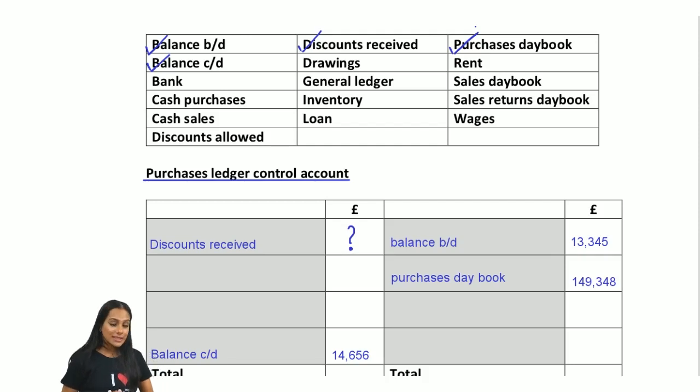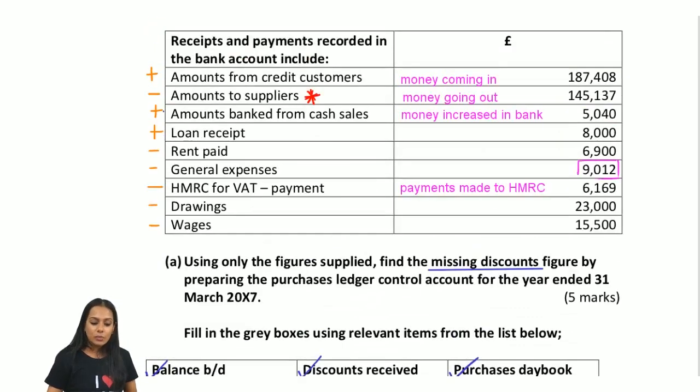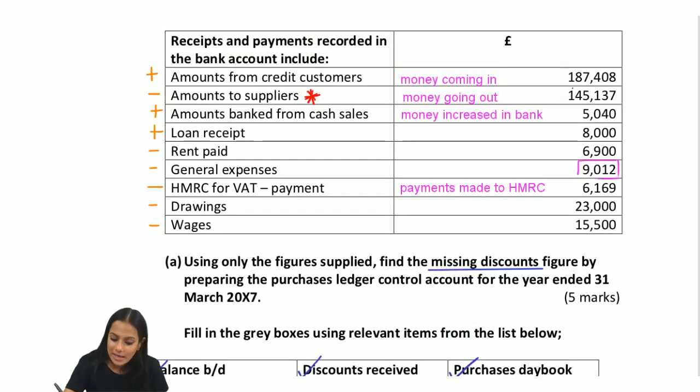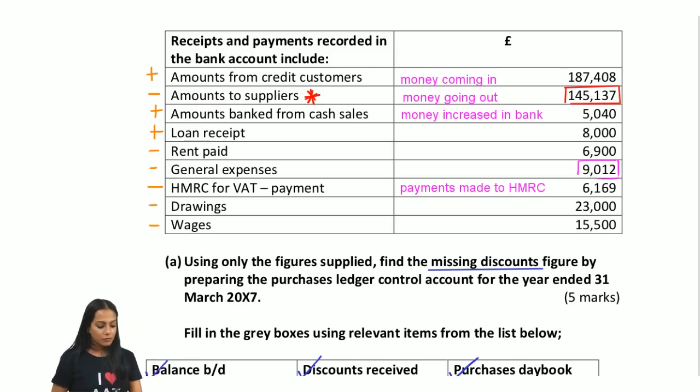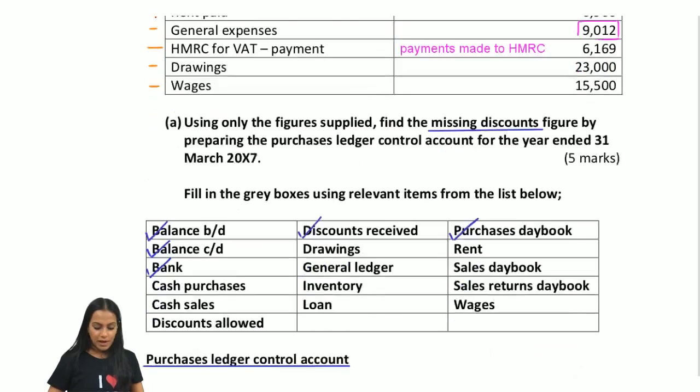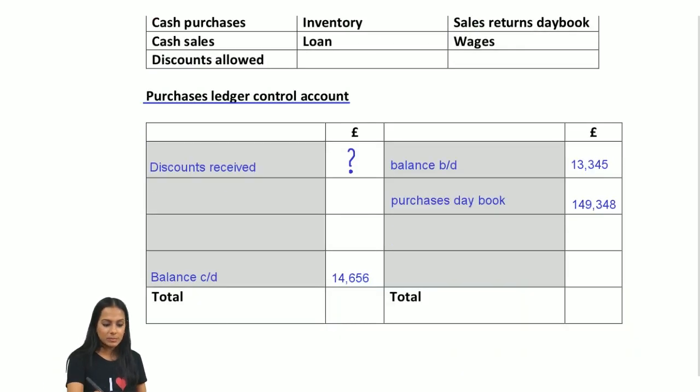Now on the debit side, we are going to be showing bank. The bank is going to represent the amount that we paid our suppliers. And if we pay our suppliers some money, it means that we no longer owe them as much. So the liability is going to come down by 145,137, which is the bank.